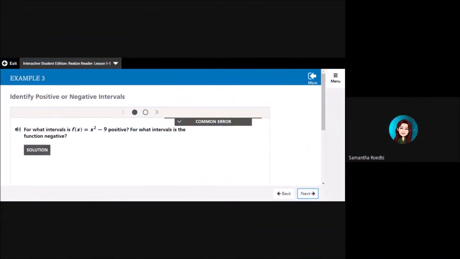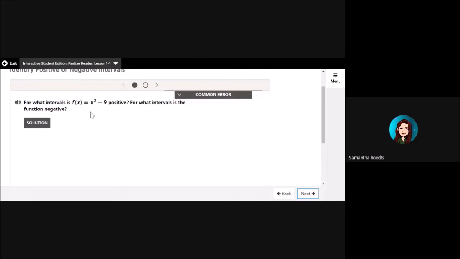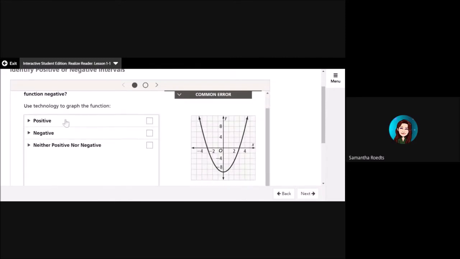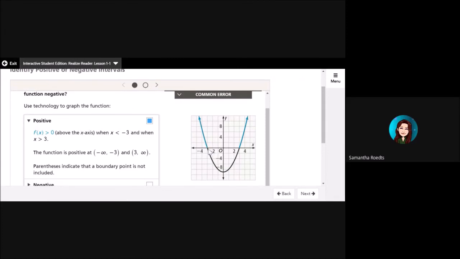All right, example 3, identify positive or negative intervals. For what intervals is f of x equal x squared minus 9 positive, and for what intervals is the function negative? So I can use technology to graph the function. When I'm dealing with positive, positive is anything above the x-axis. So f of x is greater than 0, which is above the x-axis, when x is less than negative 3 and when x is greater than 3. So the function is positive from negative infinity to negative 3 and 3 to infinity.